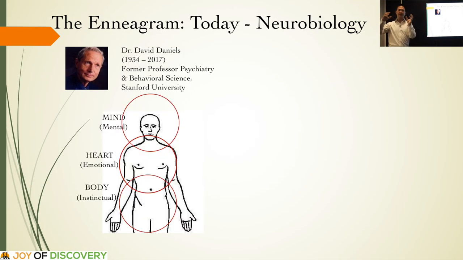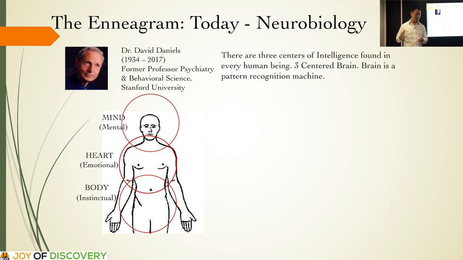He's looked at the different centers of intelligence: the mind, the heart, and the body. And there are three centers of intelligence found in every human being. There's a three-centered brain. And the brain is a pattern recognition machine. So you think about it, all these motor neurons are firing in the brain. If there weren't any patterns in your brain, how would you be able to remember how to get to work the next day? It would be a disaster. So the brain is always forming patterns, and these patterns have been recognized, and neurobiology and neuroscience understand how these patterns are being formed.